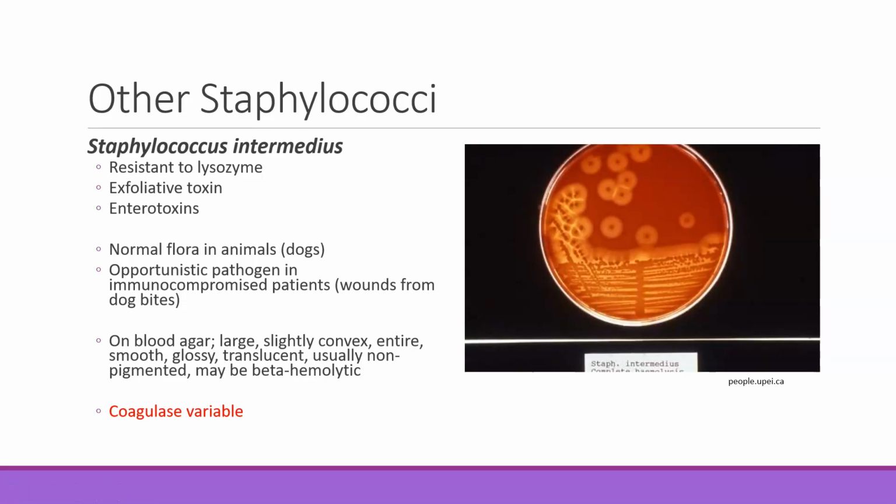The next one is Staphylococcus intermedius. This one is resistant to lysozyme. It has an exfoliative toxin and can have enterotoxins. This one is usually normal flora in dogs. When we see this, it's usually from the wounds from dog bites. On a blood agar, they're going to be large, slightly convex, smooth, glossy, translucent, usually non-pigmented, and maybe beta hemolytic, as you can see here. This one is coagulase variable, so it may or may not be positive.